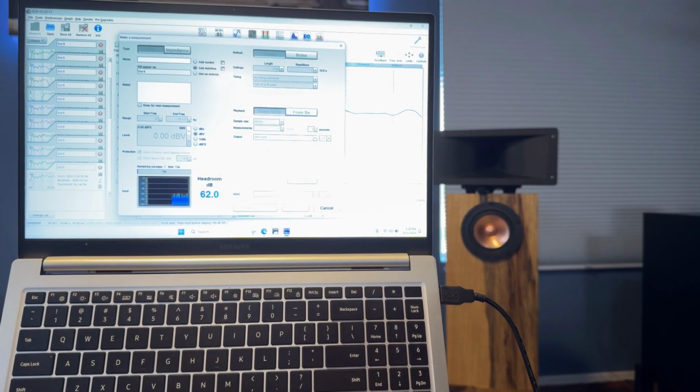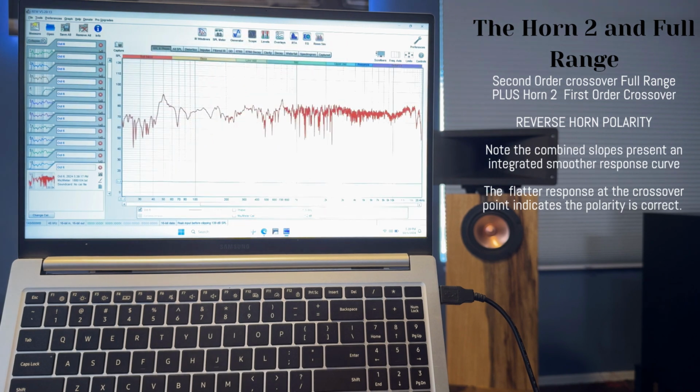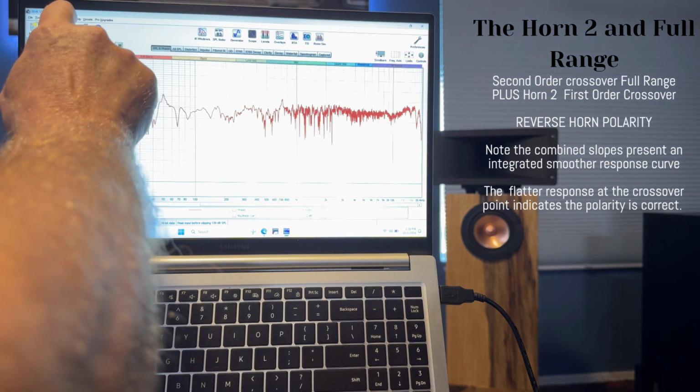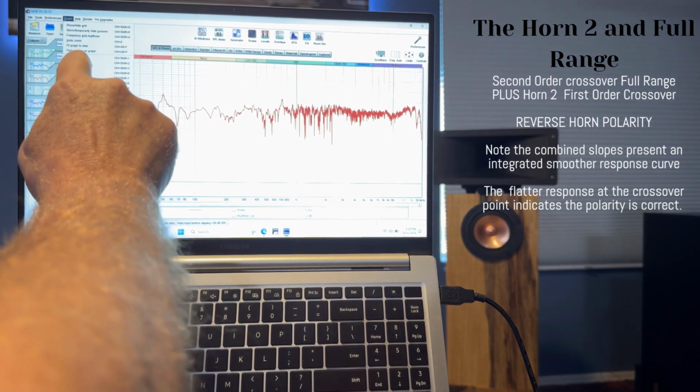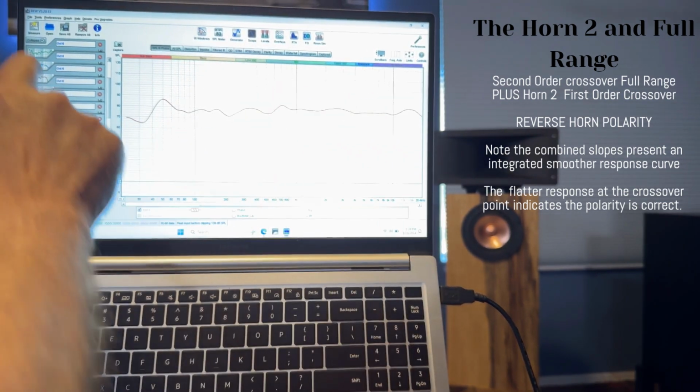Here we have set the horn to negative polarity, meaning that it's plus to minus, minus to plus. This flattens the frequency response because a second order crossover and a first order crossover should be in reverse polarity to each other to ensure proper integration. You will notice that in reverse polarity, the frequency response is quite flat, even during the crossover area.